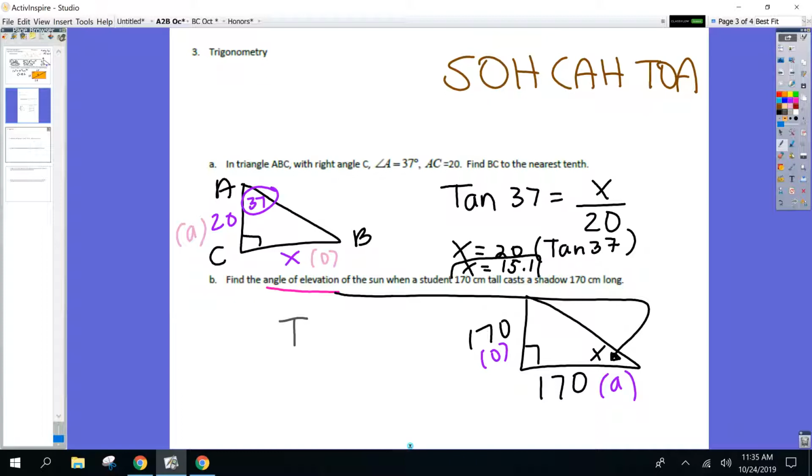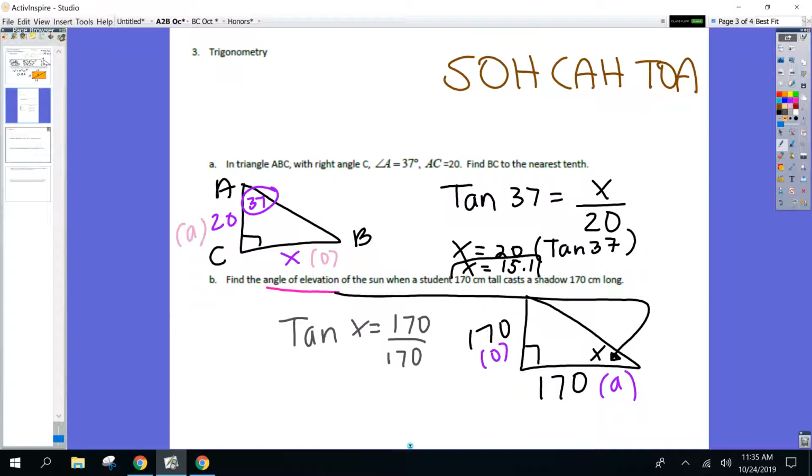You told me it was tangent. What angle are we going from now? It was 37 in the last one. This one? X equals opposite, 170, over adjacent, 170. All right, now we got to stop and talk.